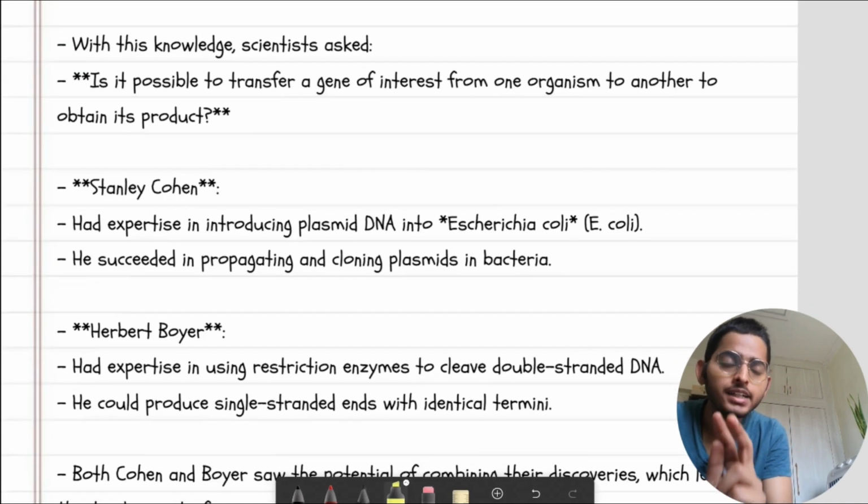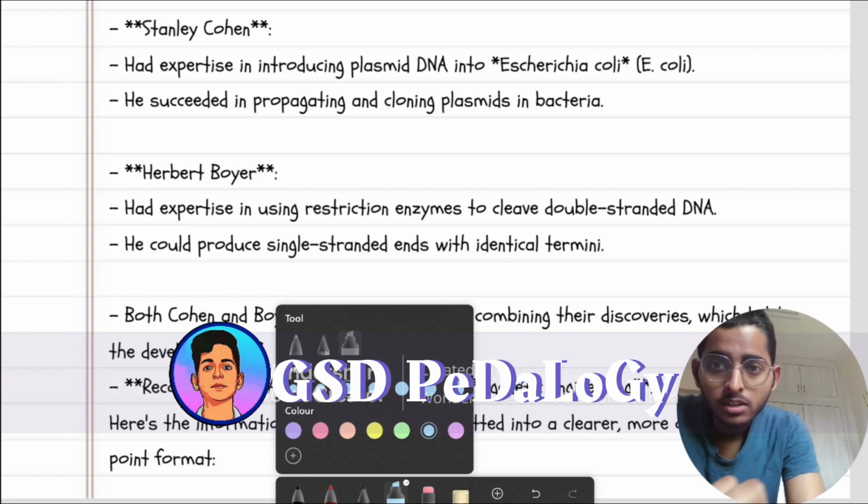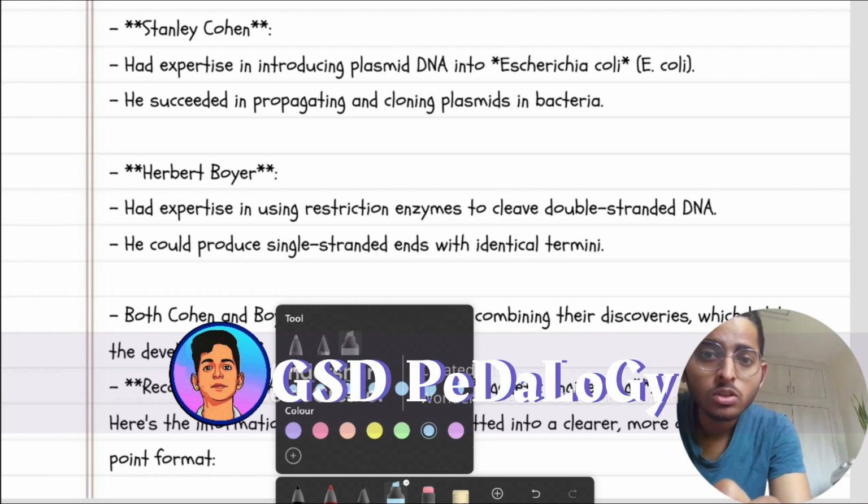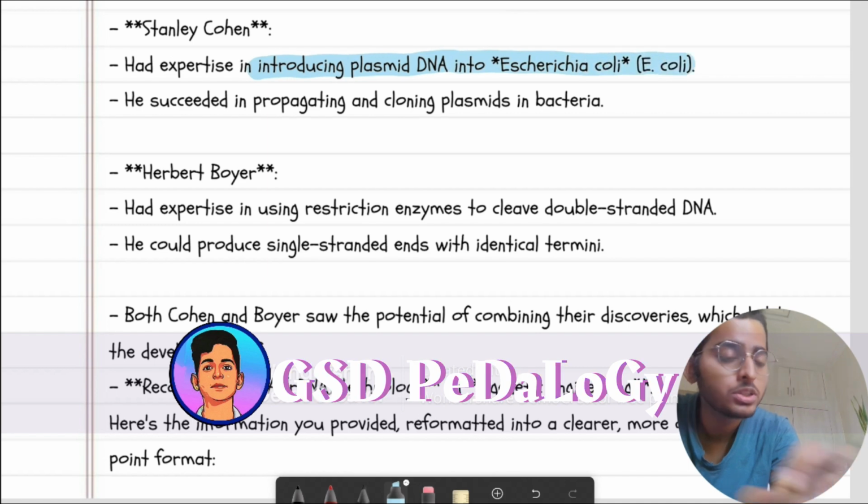And now there are two scientists who come into the picture. The first scientist, Stanley Cohen, had expertise in introducing plasmid DNA into Escherichia coli.